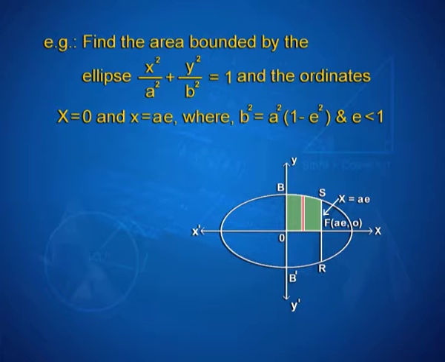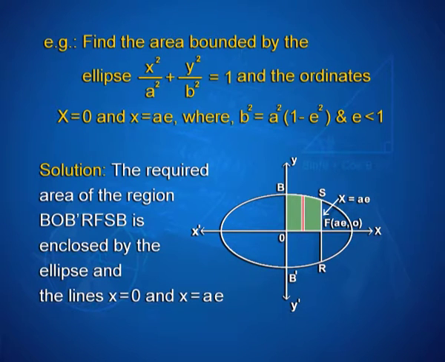Now, another example here. Find the area bounded by the ellipse x squared upon a squared plus y squared upon b squared is equal to 1 and the ordinates x is equal to 0 and x is equal to ae, where b squared is equal to a squared into (1 minus e squared) and e is less than 1. For the solution, the required area of the region BOB'RFSB is enclosed by the ellipse and the lines x is equal to 0 and x is equal to ae, which is shown in the figure here.